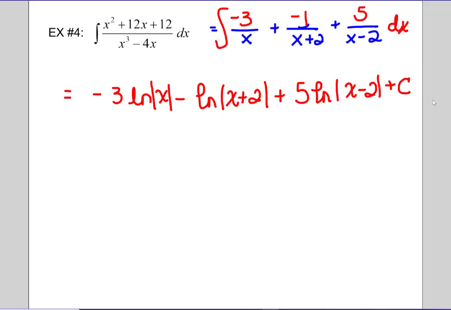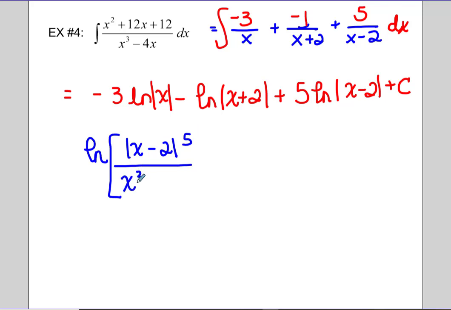And again, like I said, you can stop here or you can combine using the rules of logarithms. So we would have x minus 2 to the 5th power divided by x cubed, since that's a negative exponent, times x plus 2. And all of that plus c.